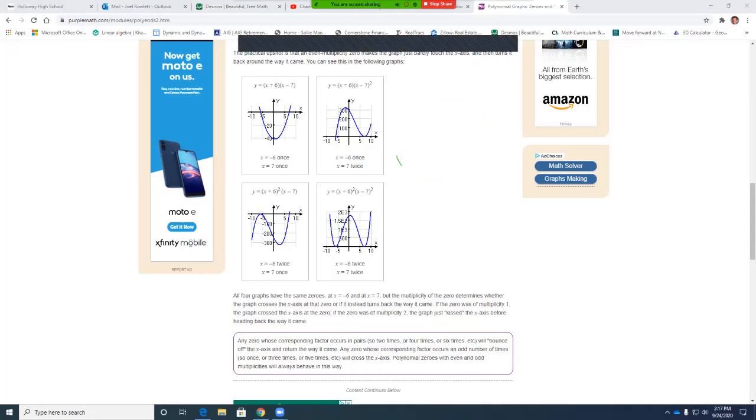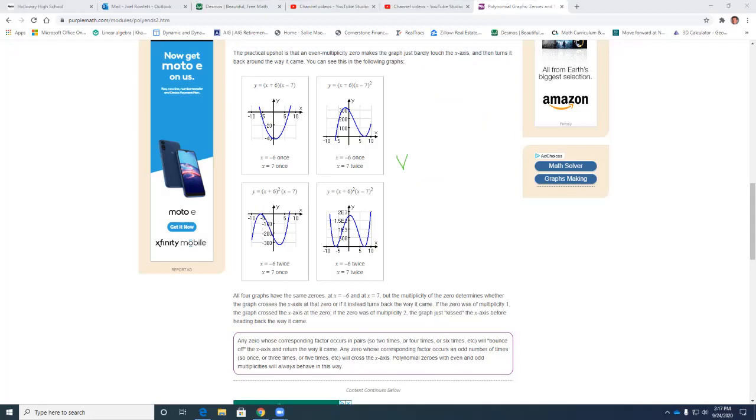What about a graph that looks like this? Would this be odd or even? Well, to determine that, look at the tails. Do the tails go in the same direction? Well, in this case, both tails point downward. So this would be an even function that happens to be negative because the tails are pointing down. So this is even and negative.